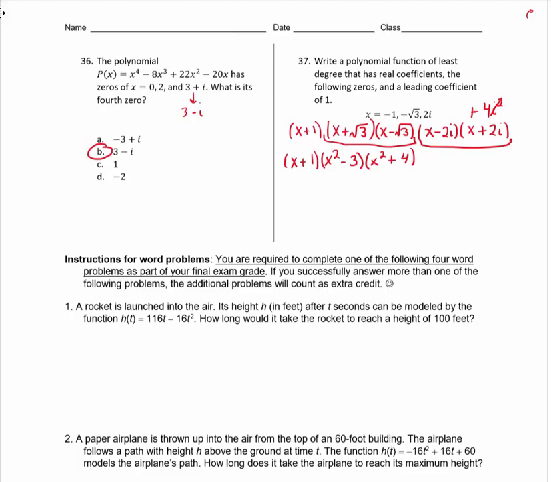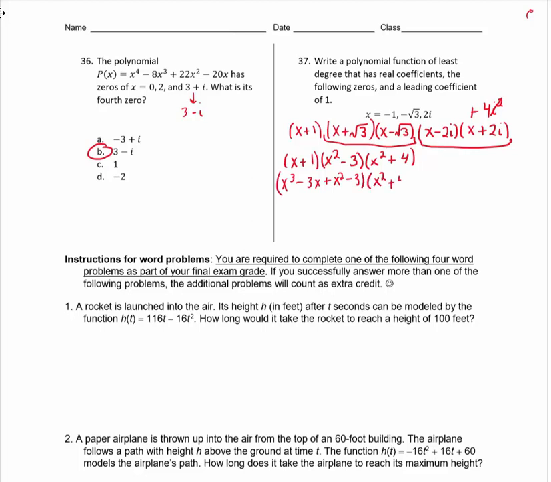And so now there's not a best way to do this. We just need to do 2 of them multiplied together and then multiply the third one in after. So if I do the first two together, x times x squared is x cubed. And then x times -3 is -3x. 1 times x squared is x squared. 1 times -3 is -3.